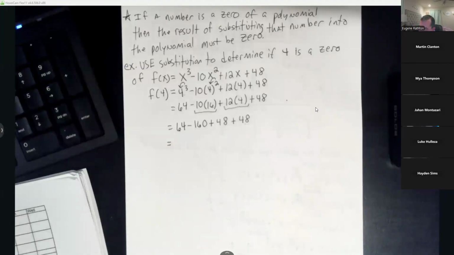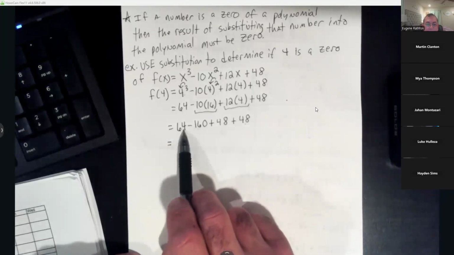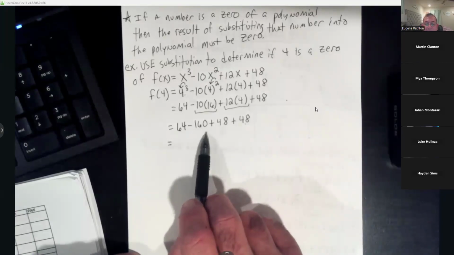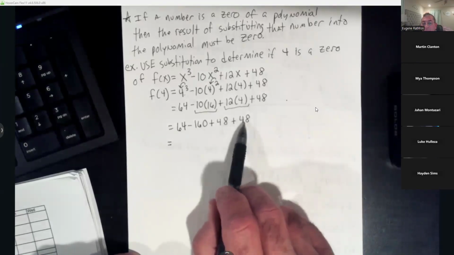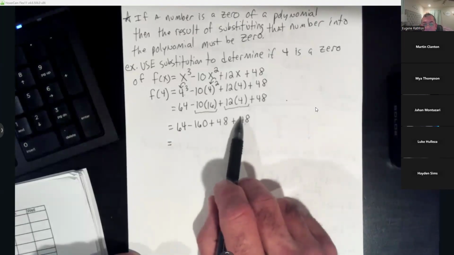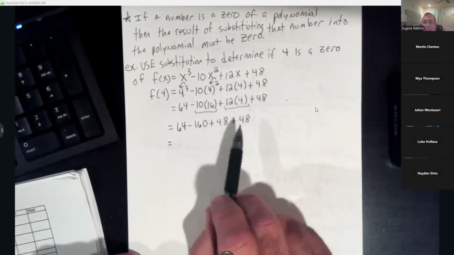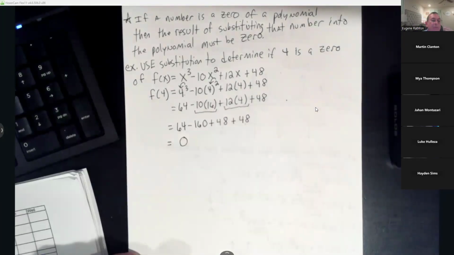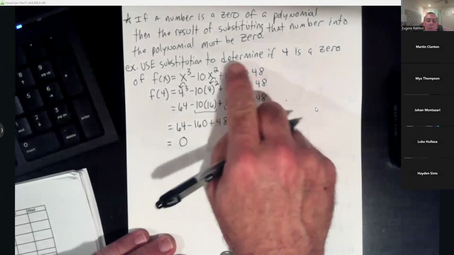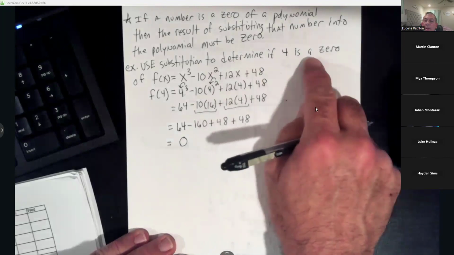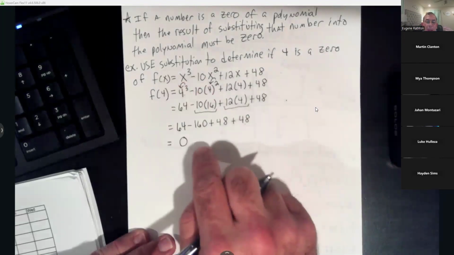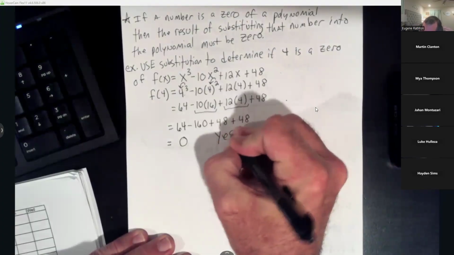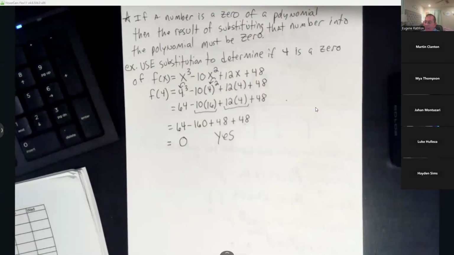All right, so we got a 0 on that. Good job, Maya, because 64 minus 160 is a negative 96. 48 and 48 is a positive 96. So the negative 96, positive 96, give me an answer of 0. So they want me to determine if 4 is a 0. I got a 0 remainder. So y'all, that would be a yes answer.